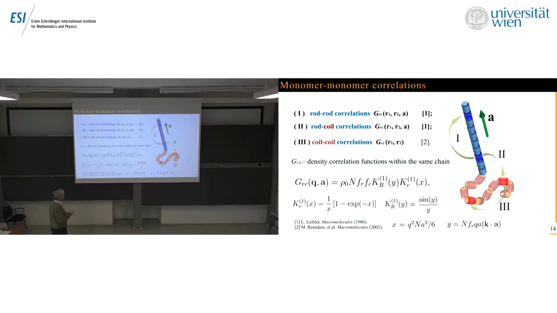So here, these Fi and Fc are the fractions of rods and coils, n is the length of the chain, and this function depends on x, and x is a function of the wave vector, the length of the chain, and a, the radius of the monomer. And then the second factor depends on y, and y is orientationally dependent, as it should be, because we have a rod with a unit vector a along the rod, and it is sensitive to the coupling between the unit wave vector k and the orientation of the rod.